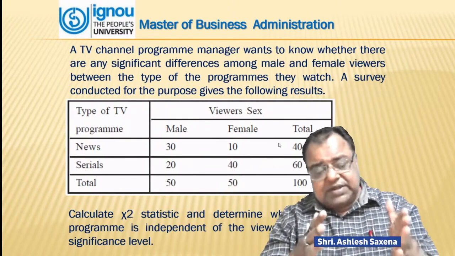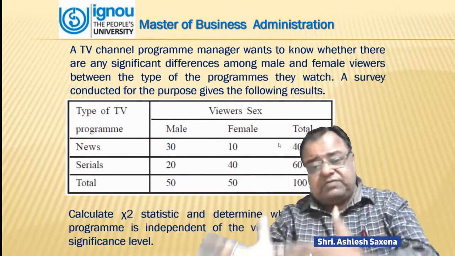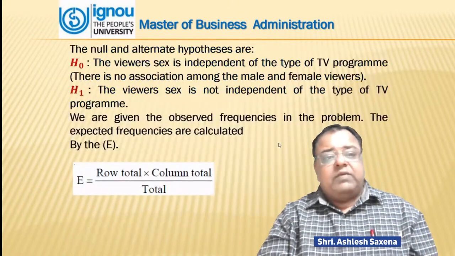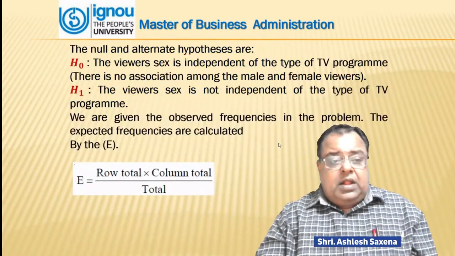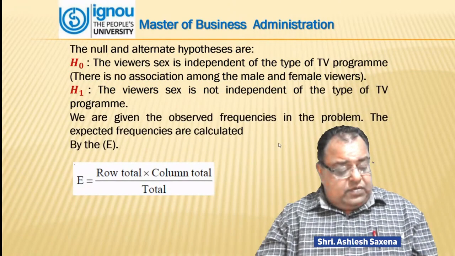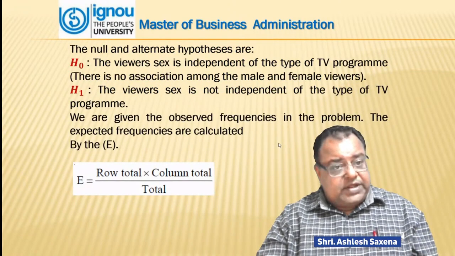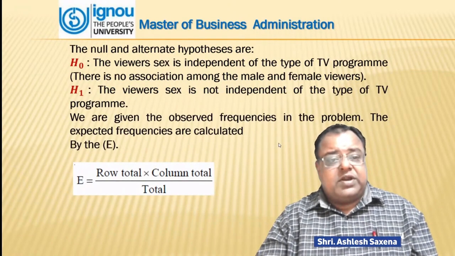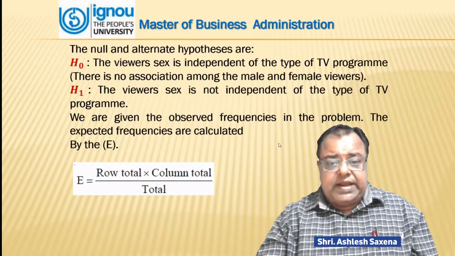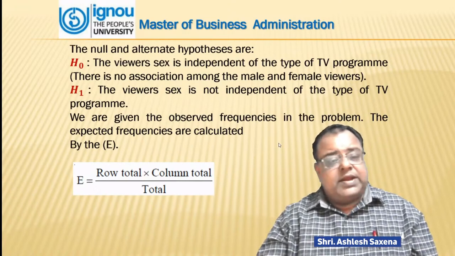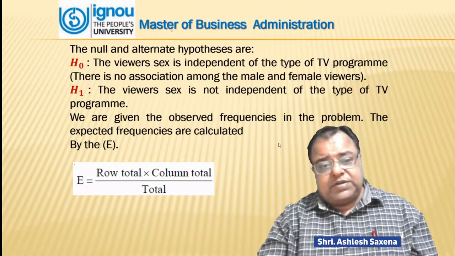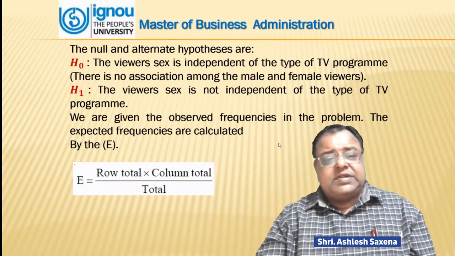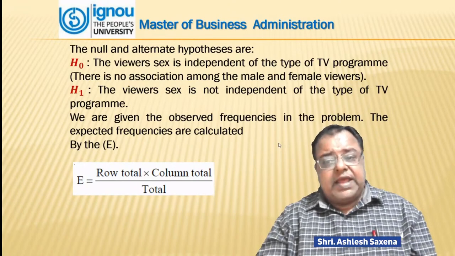Now, how is the information given in the problem transformed into the solution? First of all, we have to check the hypothesis. Suppose H naught: the viewer's sex is independent of the type of TV program. That is, there is no association among the male and female viewers. And H1: the viewer's sex is not independent of the type of TV program.